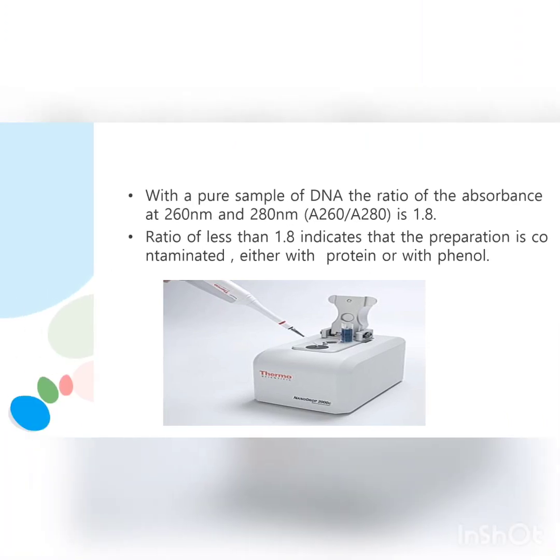With a pure sample of DNA, the ratio of the absorbance at 260 nanometers and 280 nanometers, that is, absorbance at 260 by absorbance at 280, is 1.8. Hence, a ratio of less than 1.8 indicates that the preparation is contaminated either with protein or with phenol.